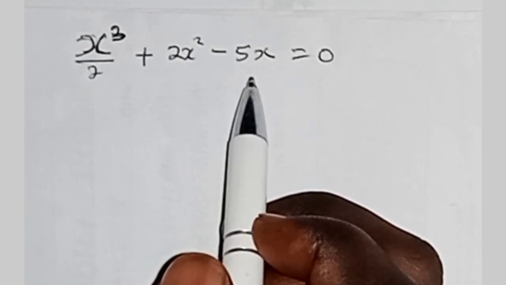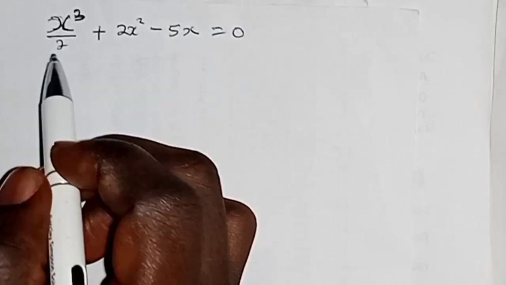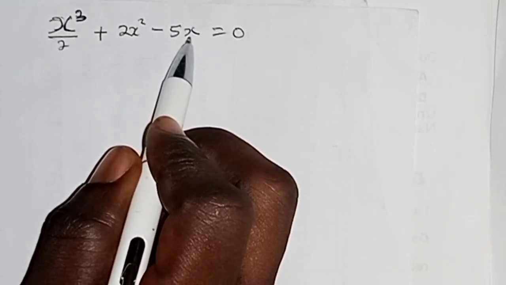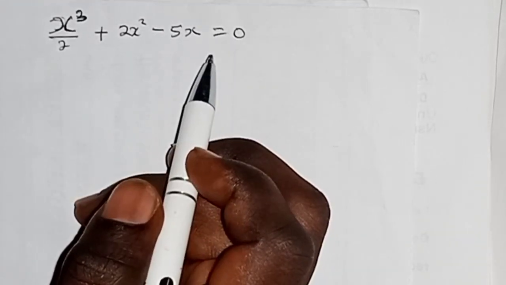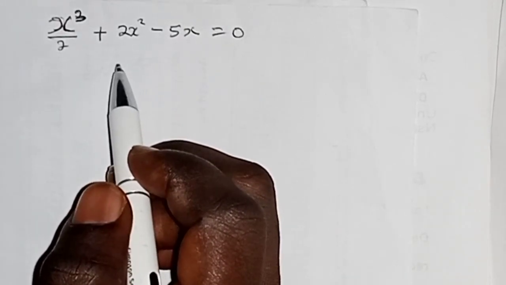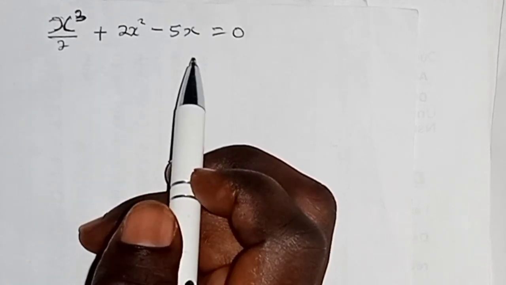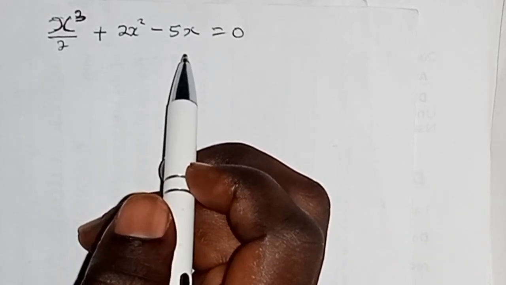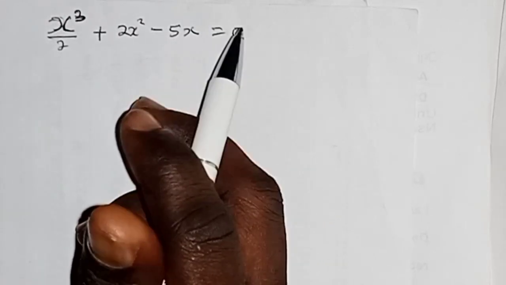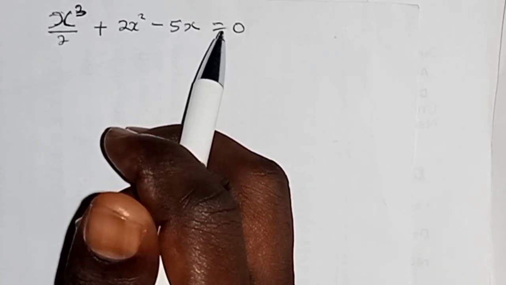In this video we're going to be solving this question. This is x cubed divided by 2 plus 2x squared minus 5x is equal to 0. So we're going to be solving for the value of x that actually makes this equation hold. Ensure you pay attention and understand every step we're going to be taking to solve this problem.